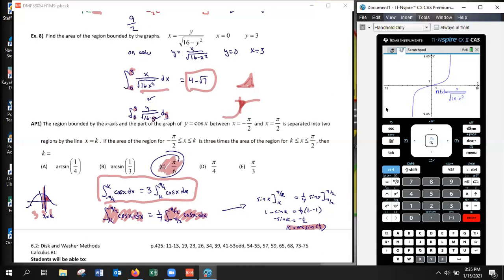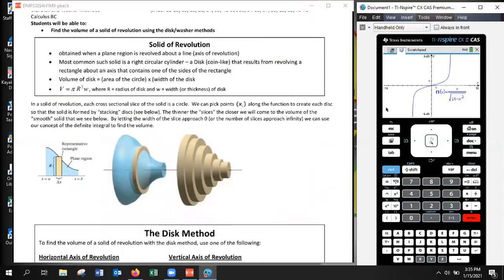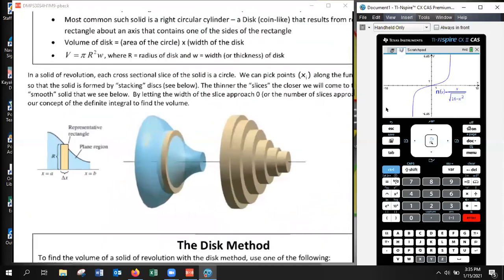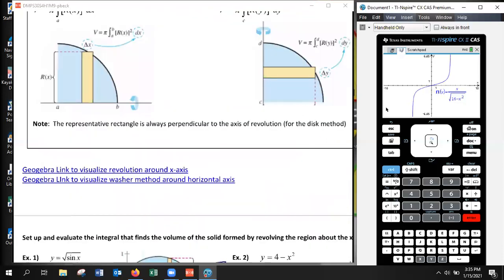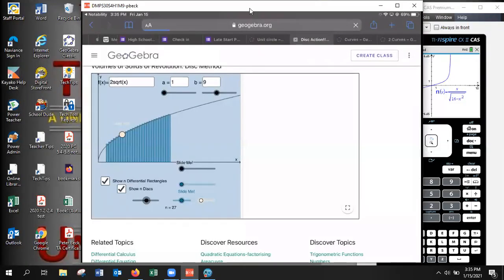So on to 6.2. That's a lot of work involving area. 6.2 is what happens if we take that rectangle and we revolve it around a certain axis. So we take that area and we're revolving the entire area around the axis. Now, one of the things I'm going to do is open up the screen in Safari. I do have this link on Canvas for us.